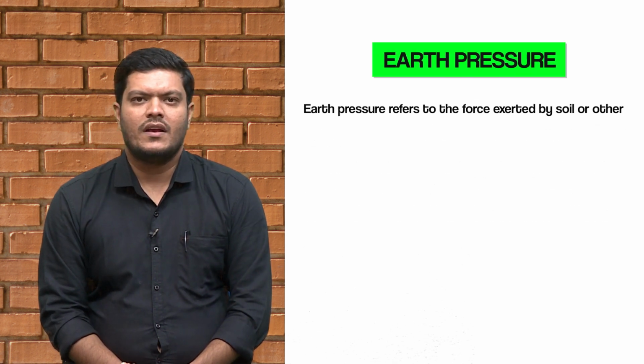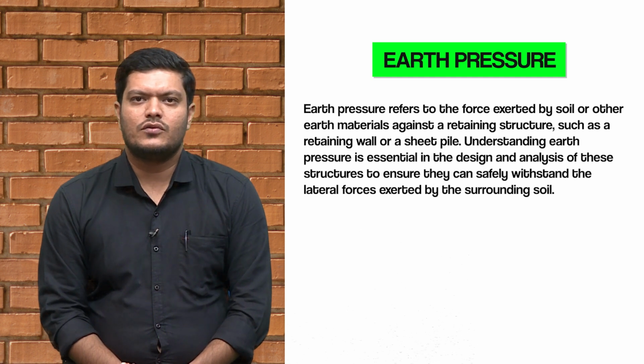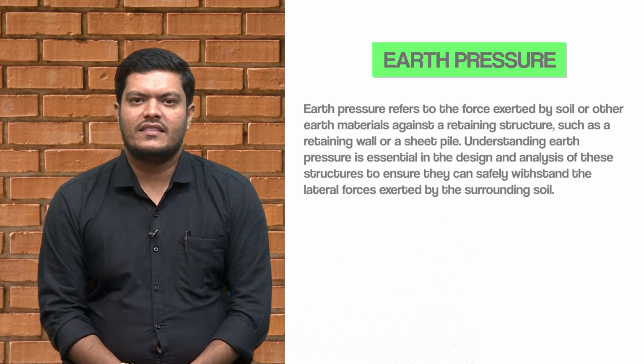Earth pressure. Earth pressure refers to the force exerted by soil or other earth materials against a retaining structure such as a retaining wall or a sheet pile. Understanding earth pressure is essential in the design and analysis of these structures to ensure they can safely withstand the lateral forces exerted by the surrounding soil. There are two primary types of earth pressure.